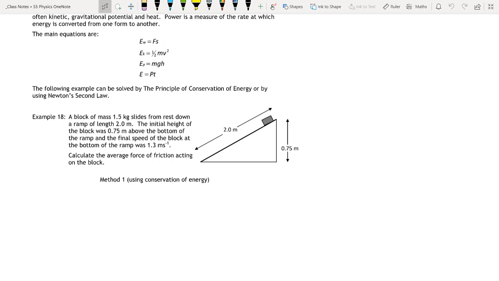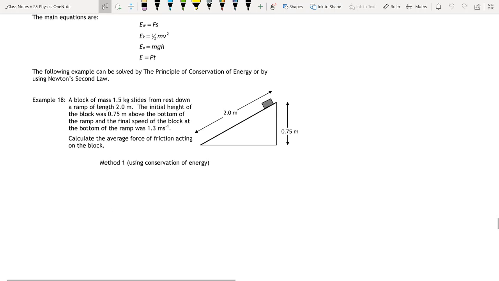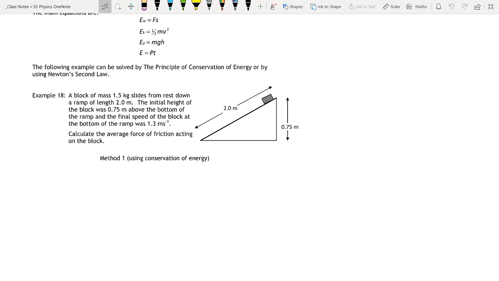Let's start again. So a block of mass 1.5 kilograms slides down from rest down a ramp of length 2 meters. Guys, we're just saying that this one can be answered either by using conservation of energy, so from third year, or by F equals ma. The initial height is 0.75 meters above the bottom of the ramp, and the final speed of the block at the bottom was 1.3 meters per second. Calculate the average force of friction acting on the block.